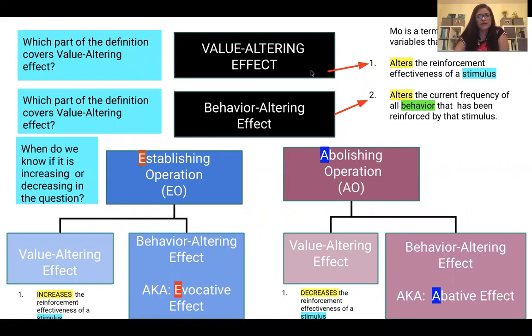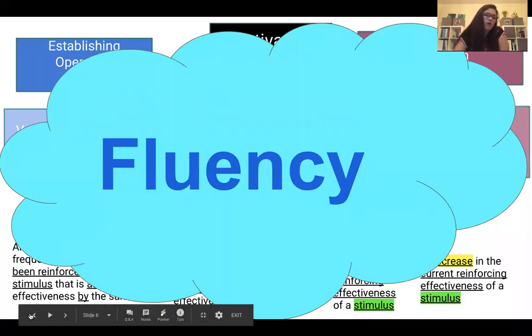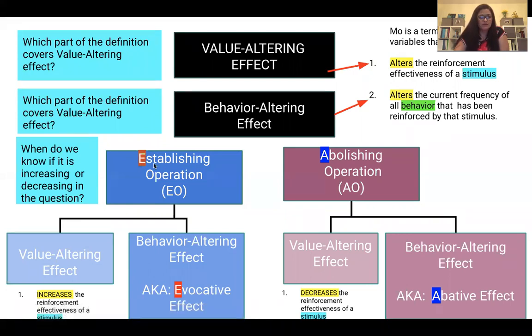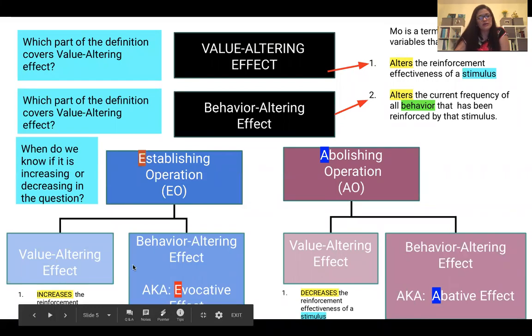Because value altering effect only goes with the one that alters the reinforcement effectiveness of a stimulus. And the part of behavior altering effect only alters the current frequency of all behavior that has been reinforced by that stimulus. And when you go into the nitty gritty of which one goes with establishing operation and abolishing operation, the same thing would be, it would just change alters to decrease or increase.